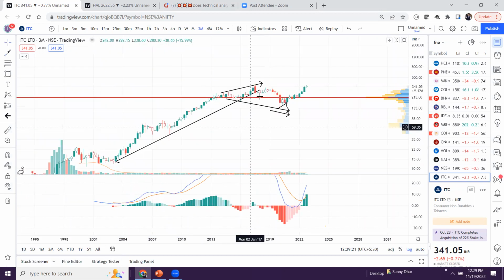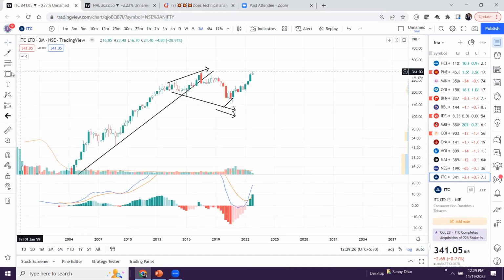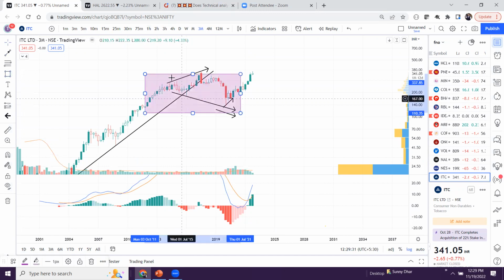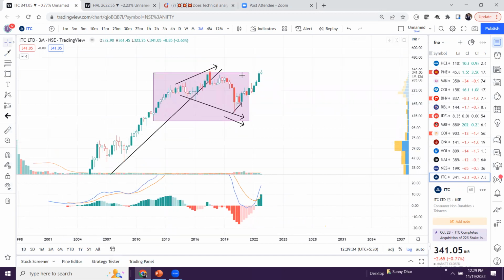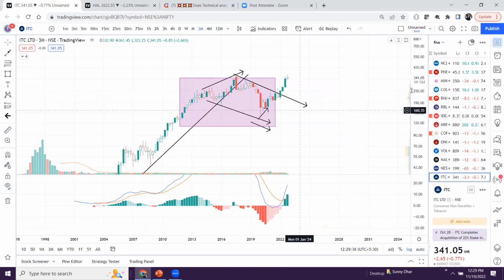so you can see there was a trend line breakout, right? And after this trend line breakout, you can see the stock underperformed for some time. This underperformance is nothing but a corrective pattern, and once this correction got over, you can see again this stock going up.